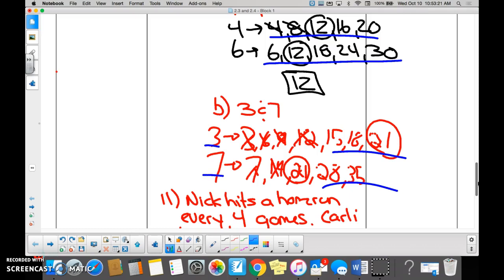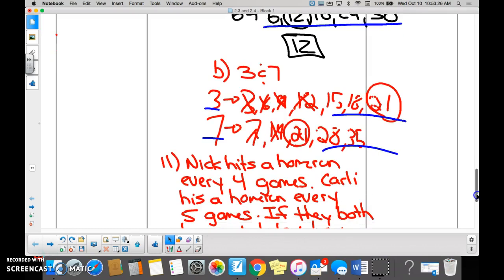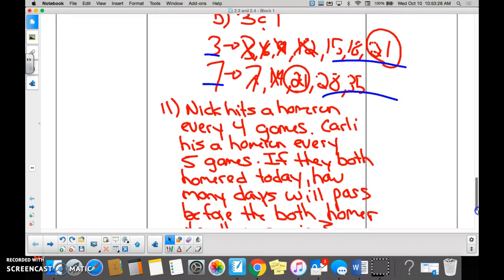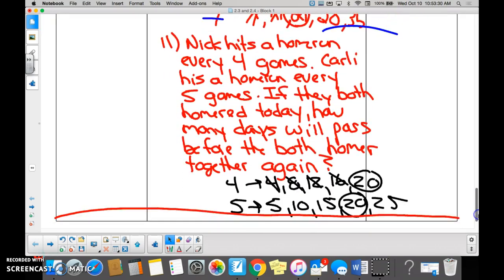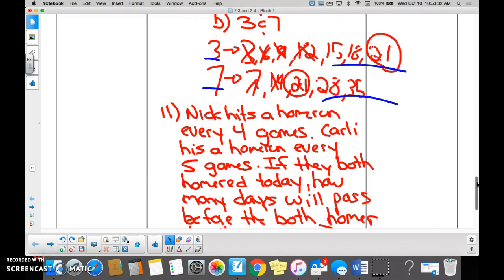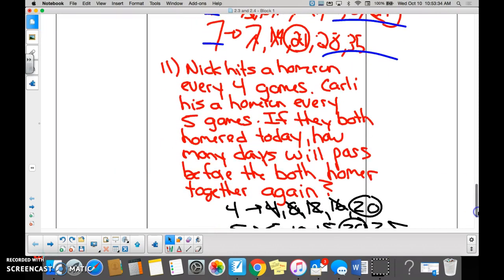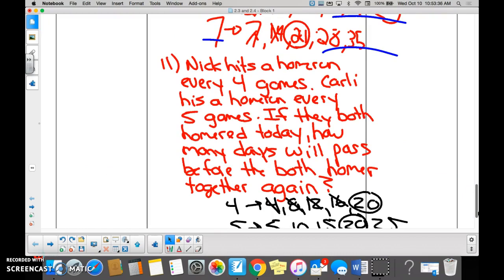Okay? And then the application purposes came down to Nick and Carly. Both of them are major home run hitters. Nick hits a home run every 4 games according to the stats that we found. Carly hits a home run every 5 games according to the stats we found. They both homered today. Could you find when they will both homer again on the exact same day? Using what method? Least common multiples. Questions?